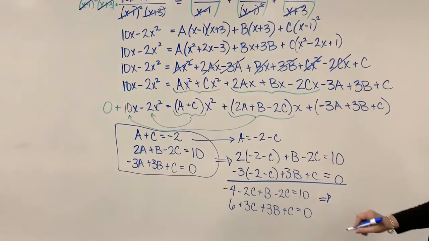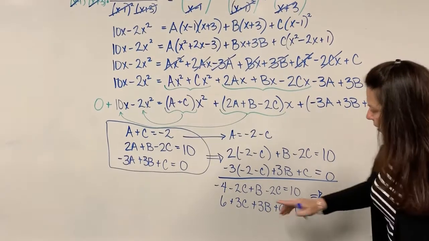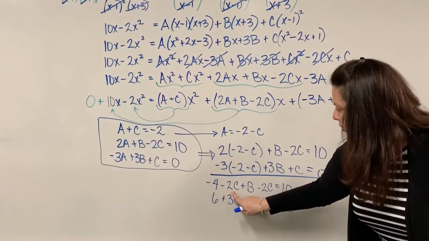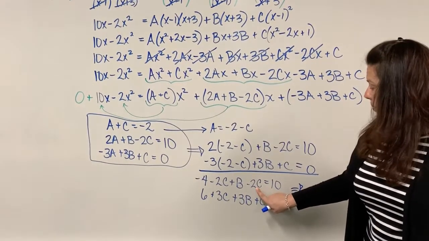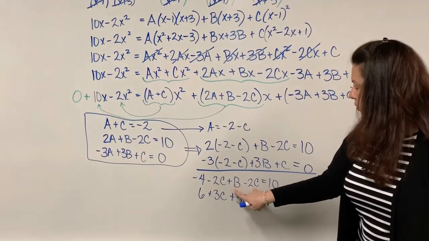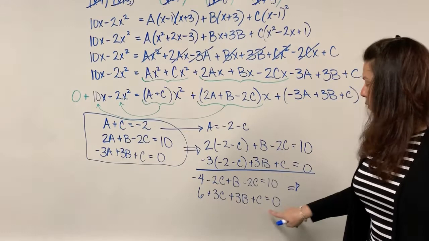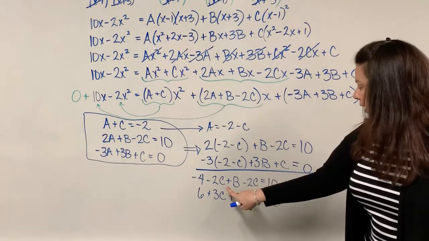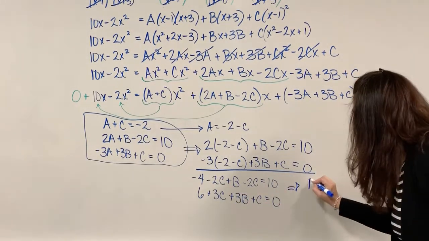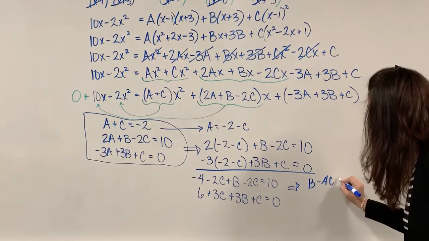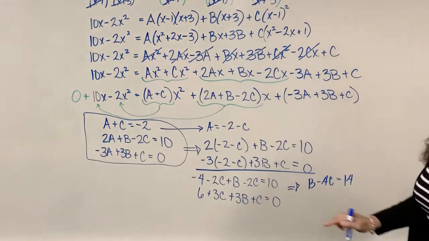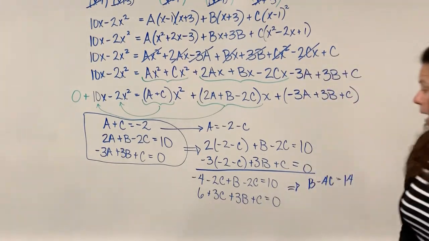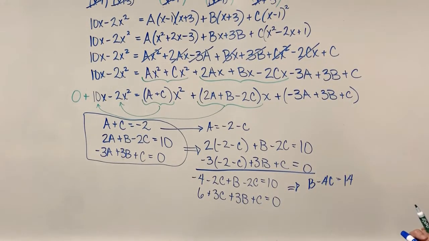So now I'm just going to move to the right here and continue. I have -4 minus 2c plus b minus another 2c. Let's do a couple of things here. Let's combine the -2c's and let's add the 4 to the other side. So if I do that, I have b minus 4c is equal to 14 when I add the 4 to the other side.